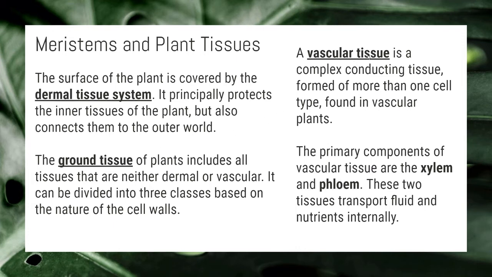So the vascular tissue is made up of the complex, right? It's the complex conducting tissue of the plant. So this is similar to our blood vessels, okay? The primary components of the vascular tissue system are the xylem and phloem. They are the ones responsible for transporting fluid and nutrients all throughout the plant.